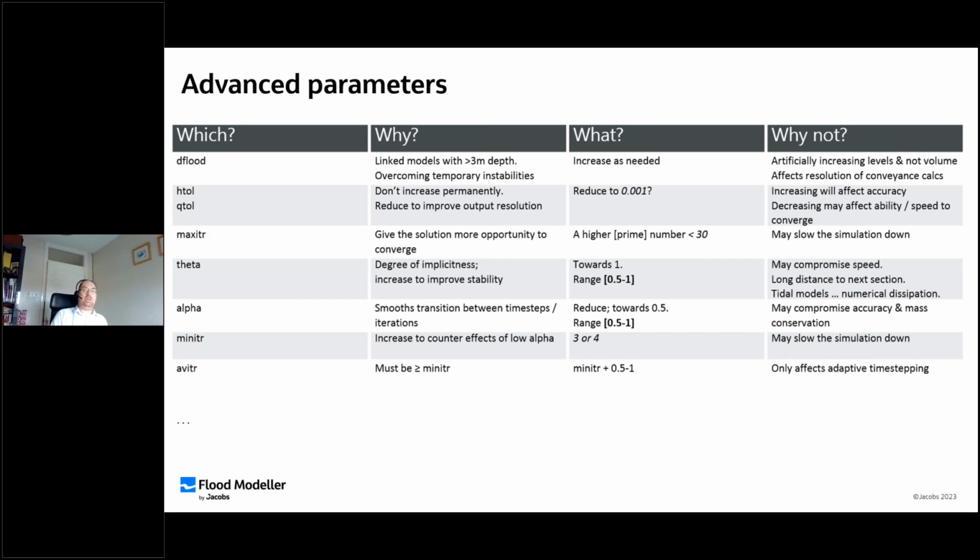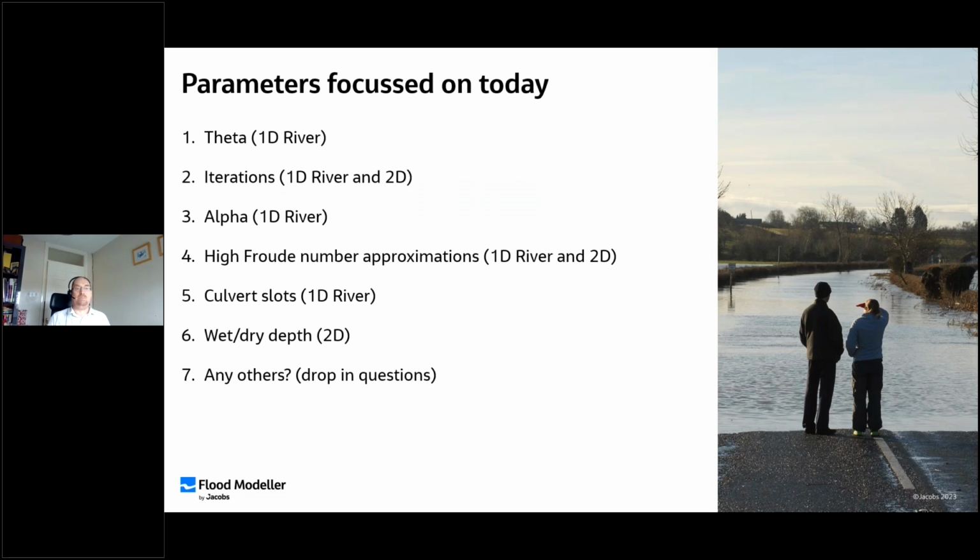I have this list here, and this is one page of 3 that some of you may have seen before, and this is a list of the most common advanced parameters in Flood Modeler 1D river, with a list of why you might want to change them. Like I said, there are 3 pages, and that's only the common parameters. I could talk all day, I think, about all the parameters that you could change in Flood Modeler, and just give you a little bit of a flavor of what can be changed. The ones I'm focusing on today are those 6 that are listed there, and I'll go through each of them in turn on the subsequent slides.